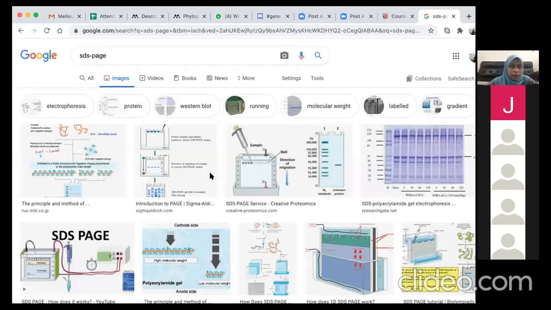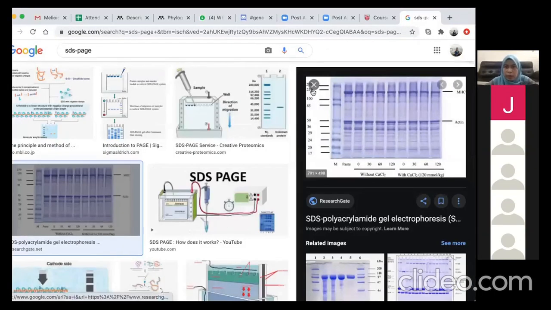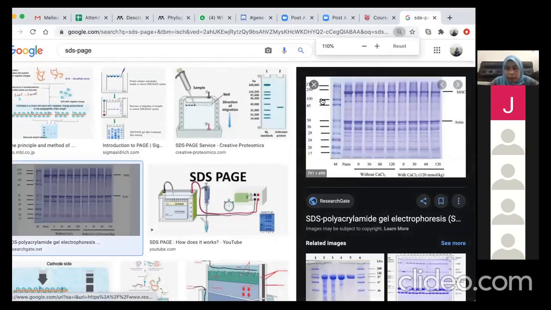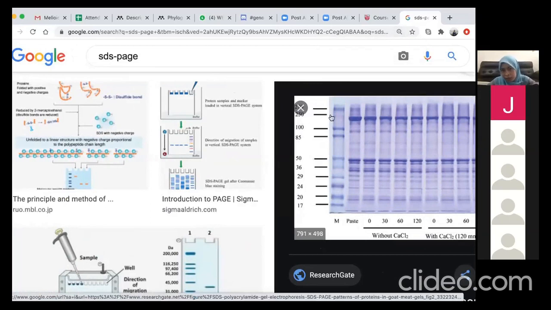Okay, so this is how it looks like. The gel will be like this. We have the molecular weight up here, the biggest one with 270 kilodalton, 250 kilodalton, 100 kilodalton, 85 kilodalton, 50, and the lowest one will be 17. The ladder here represents the marker. What is the size for the respective position?